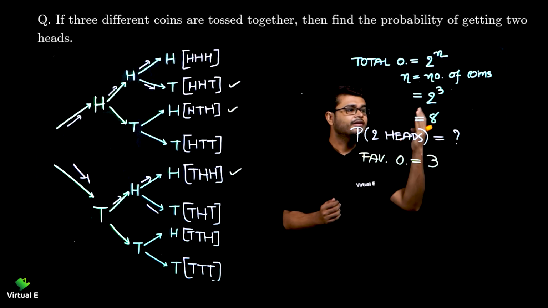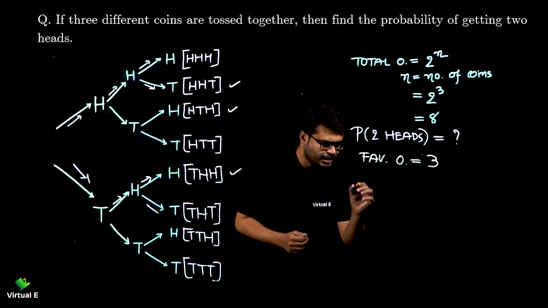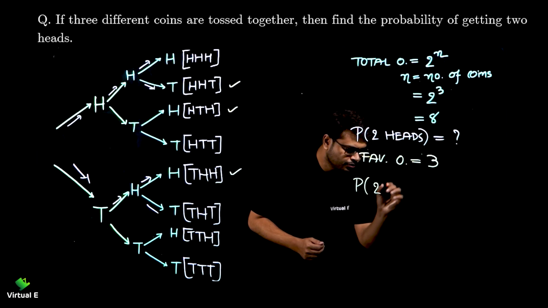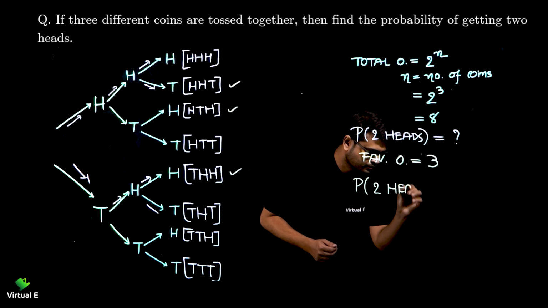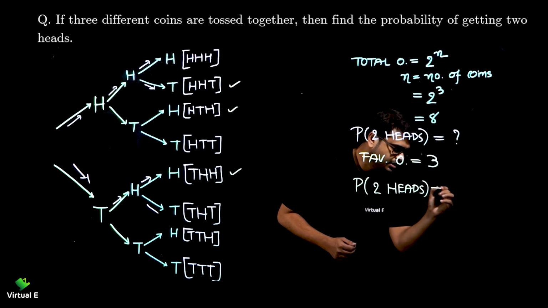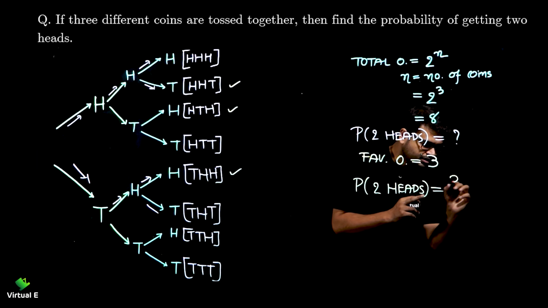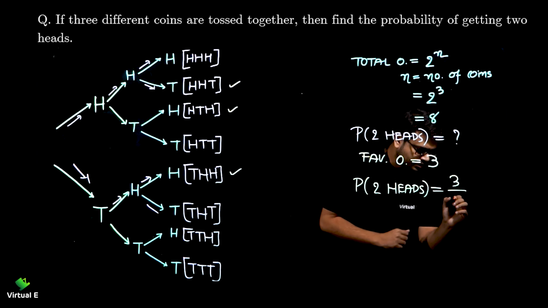So let's find the probability. We have numerator, we have denominator. 3 by 8 will be the answer. So let's write it down. Probability of 2 heads is equal to favorable outcomes 3 and total number of outcomes are 8.